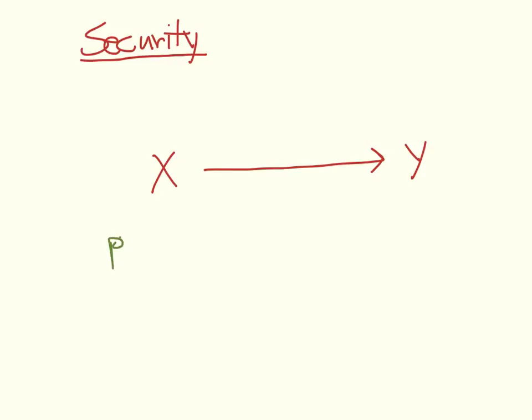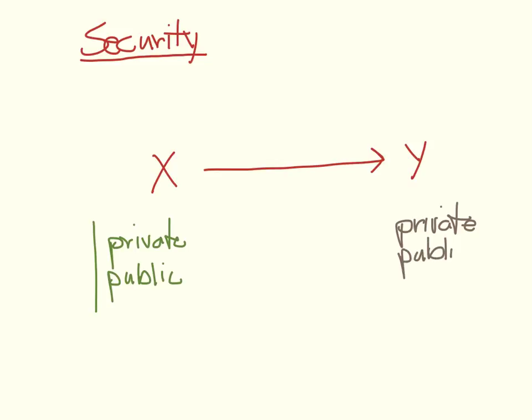X has a private and a public key pair. Okay. Y would also have a private and a public key pair. Okay.